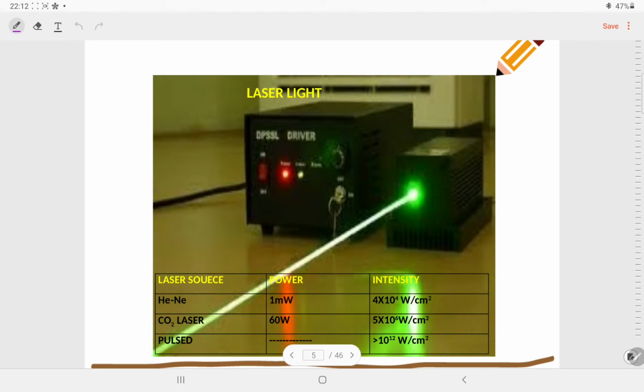Here is the laser light and its characteristics. A power of 1 milliwatt gives a very high intensity, about 4 into 10 to the power 4. A CO2 laser of 60 watt also gives a very high intensity. Then there is the pulse laser; the ruby laser is a kind of pulse laser. What are the continuous laser and pulse laser? We'll understand that also.